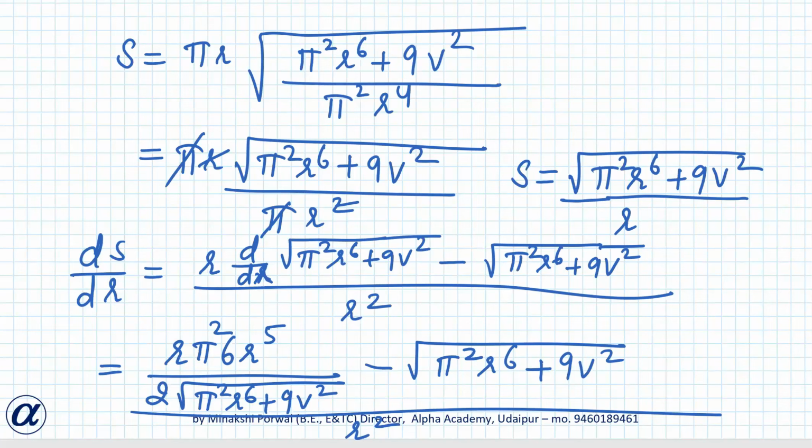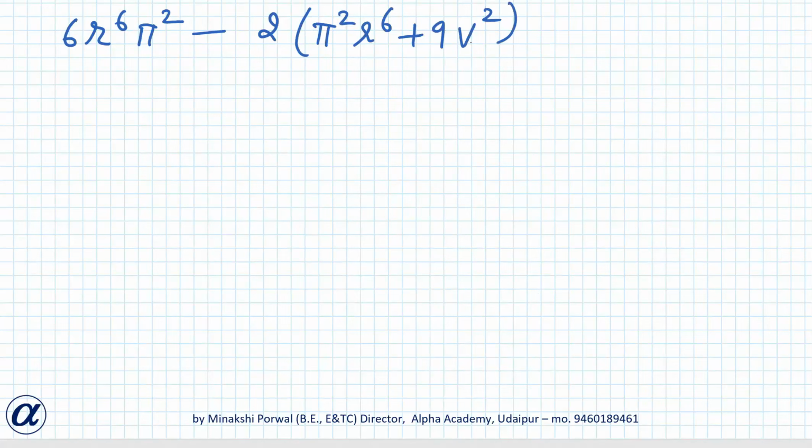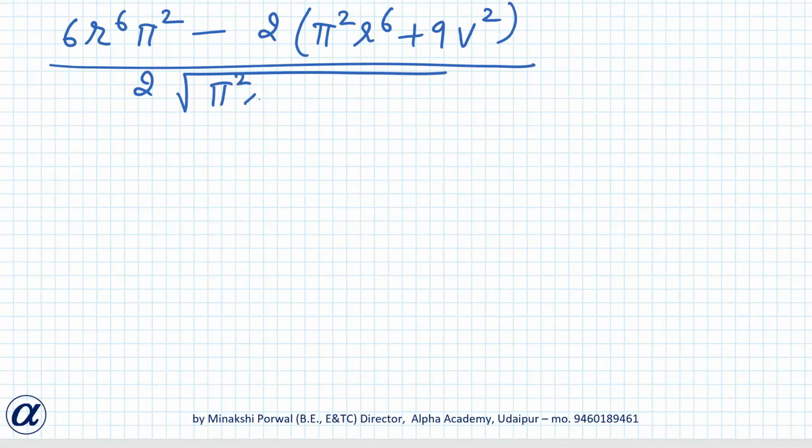So this will be equal to 6 pi square r to the power 6 minus 2 into (pi square r to the power 6 plus 9V square), upon 2 into under root of pi square r to the power 6 plus 9V square into r square. Is it clear till here? Yes, ma'am. Okay.